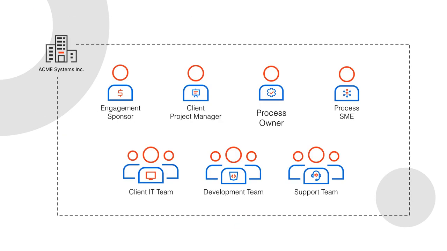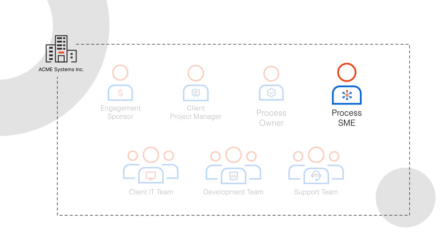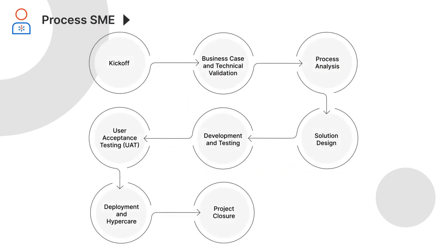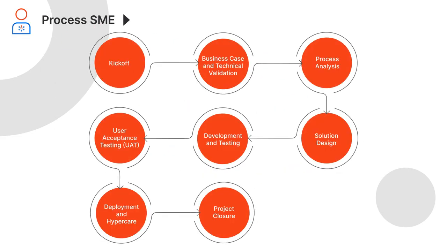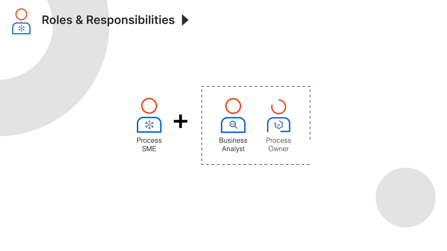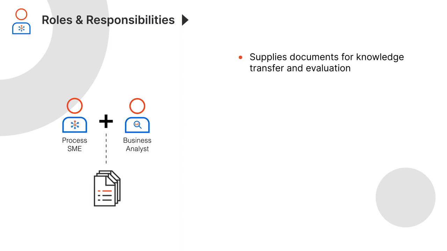Perfect. Another important role within the client team is the Process Subject Matter Expert, or Process SME. A process subject matter expert is involved at every stage of the implementation process and works closely with the business analyst and process owner. One of their key tasks is to collaborate with the business analyst and supply documents for knowledge transfer and evaluation of the process and existing standard operating procedure, SOP.